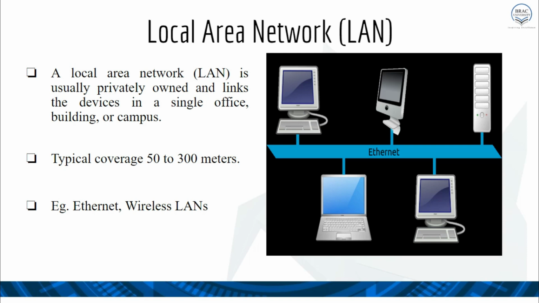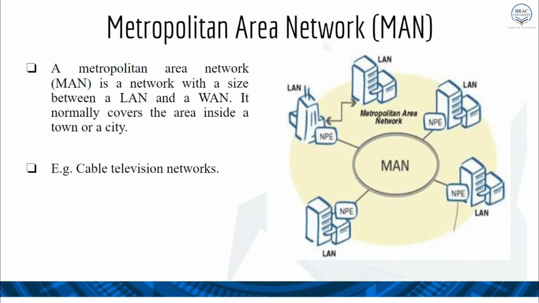LAN may be wired using Ethernet cables, and it can also be wireless. When it's wireless, we call it wireless LAN. Another thing is it typically covers a range of between 50 to 300 meters, and it's obviously greater than the personal area network. The next thing that comes is metropolitan area network, also called MAN.